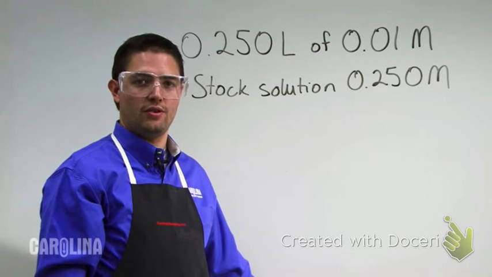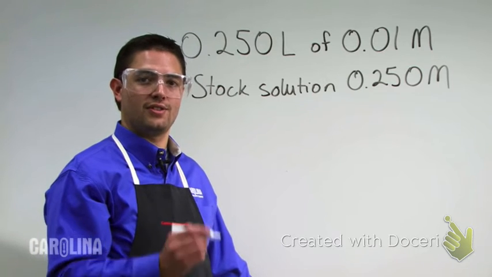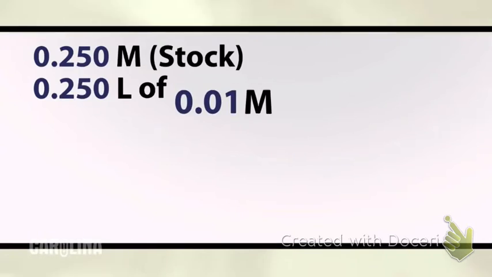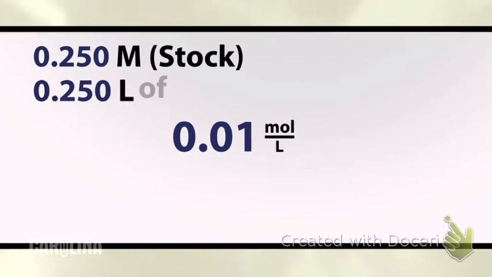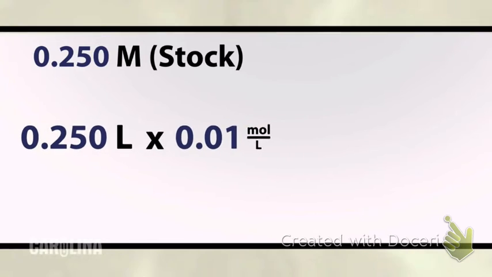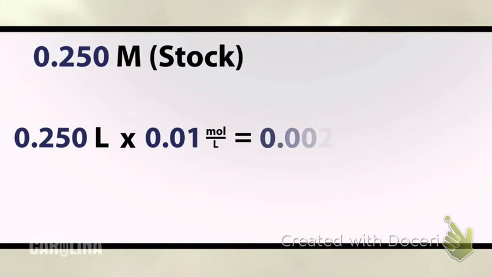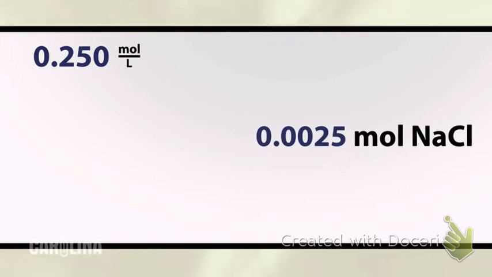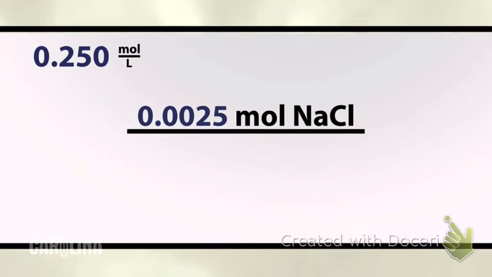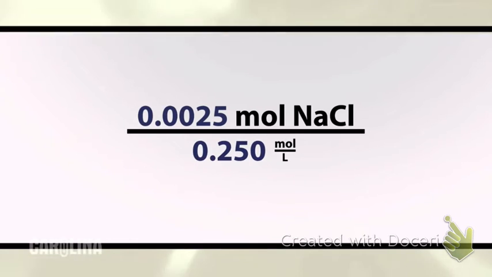The first thing we need to do is determine the exact number of moles in our dilute solution. We know our concentration needs to be 0.01 molar or 0.01 moles per liter. Since we know our number of moles per liter and we know the volume we need, we can calculate that we need exactly 0.0025 moles of sodium chloride. Knowing our stock solution contains 0.25 moles per liter, we can take the number of moles needed in our dilute solution and divide by the concentration of our stock solution to calculate the exact number of milliliters we need to transfer into our new solution.